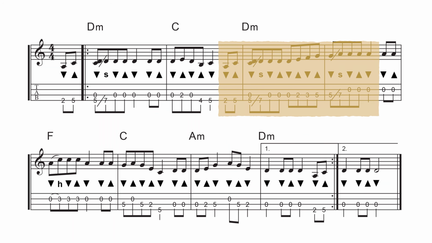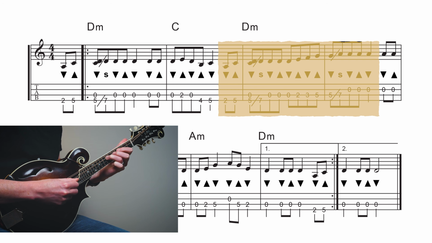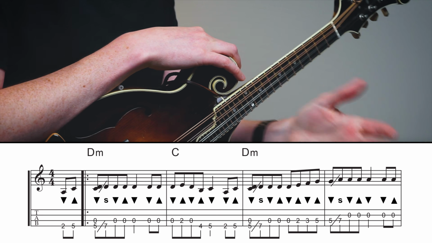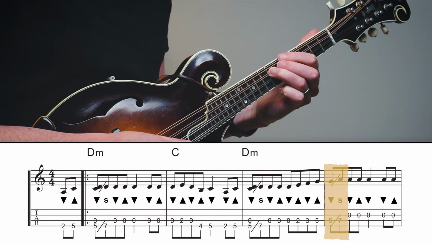All right, the second phrase starts out the same way, but it ends a little bit differently. Check this out. In this phrase, we have a new slide from the 5th fret of the D string to the 7th fret, right? But otherwise, this is pretty straightforward too, so let's try this out together as well.